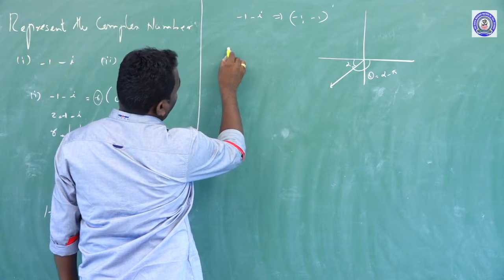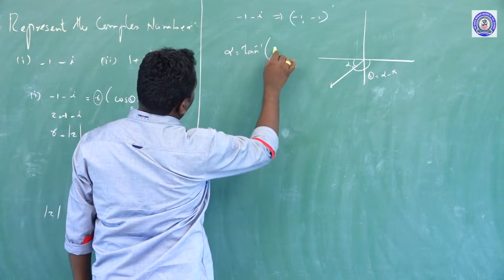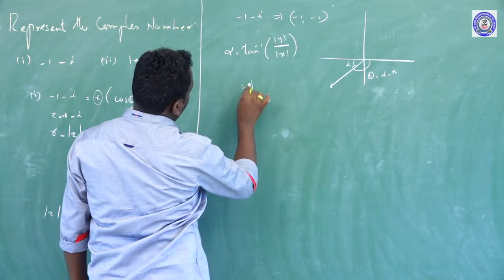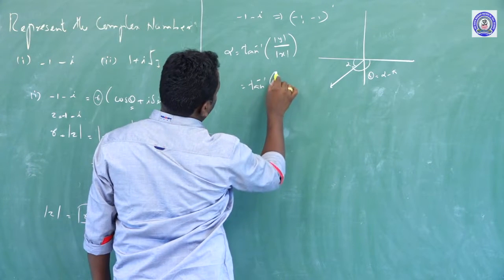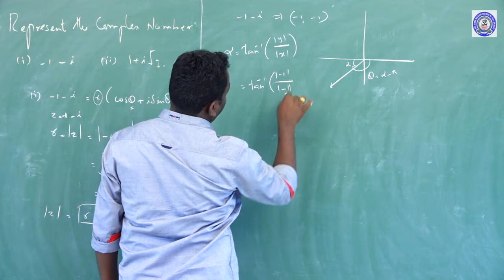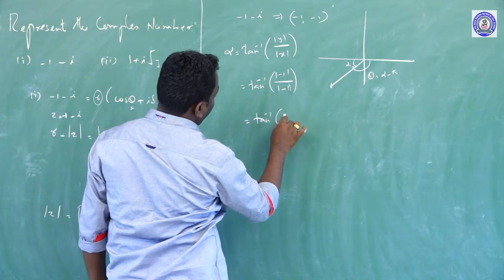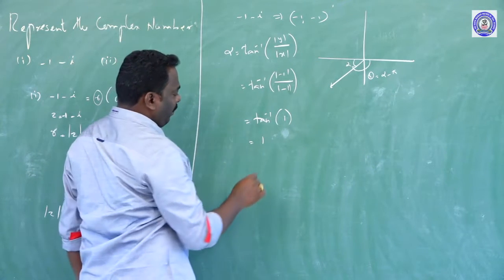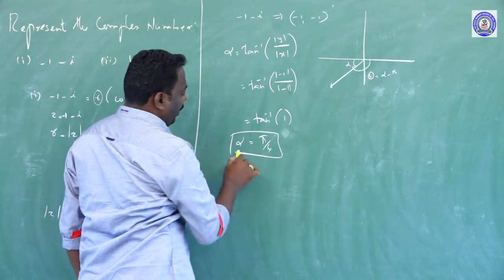Therefore, find the alpha value. Alpha equals tan inverse of modulus of y by modulus of x. That is tan inverse of modulus of minus 1 by modulus of minus 1, the x value. That is tan inverse of 1. What value of tan is 1? It is 45 degrees, that is pi by 4. Therefore, alpha equals pi by 4.